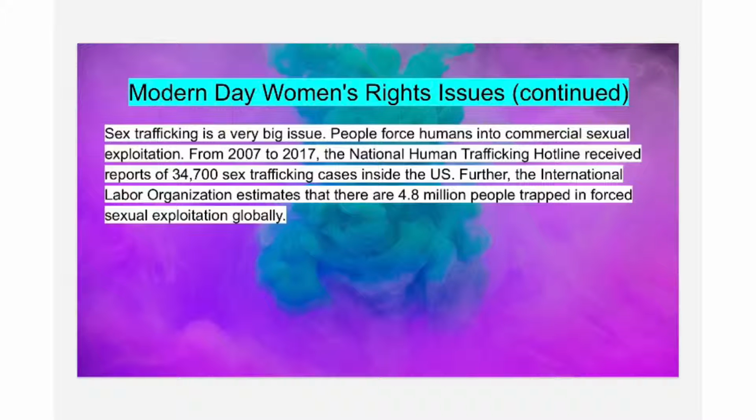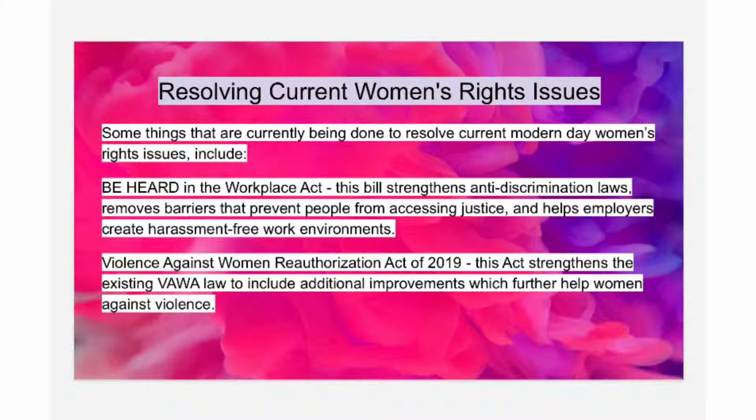Okay, so next I'll be talking about what we're doing to resolve current women's rights issues. So, the Be Heard in the Workplace Act. This bill strengthens anti-discrimination laws, removes barriers that prevent people from accessing justice, and helps employers create harassment-free work environments. The Violence Against Women Reauthorization Act of 2019 strengthens the existing VAWA law to include additional improvements which further help women against violence.